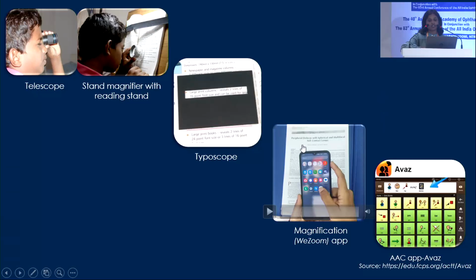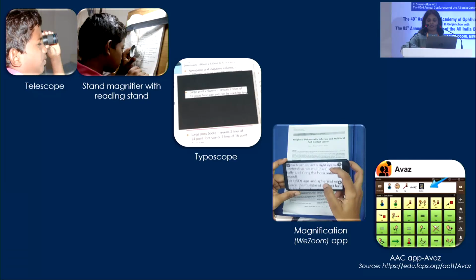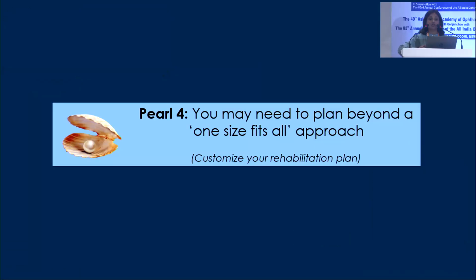And a magnification app called the VZoom app, which is freely downloadable, can be used even for your pediatric visual impairment group as well. And devices like augmentative and alternative communication for children who are pre-verbal or non-verbal.